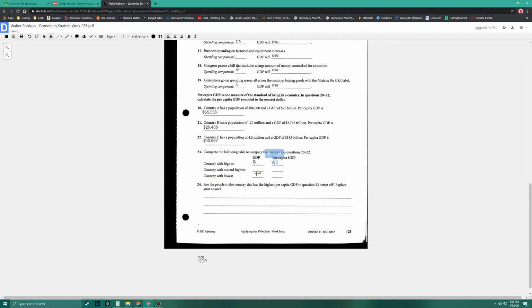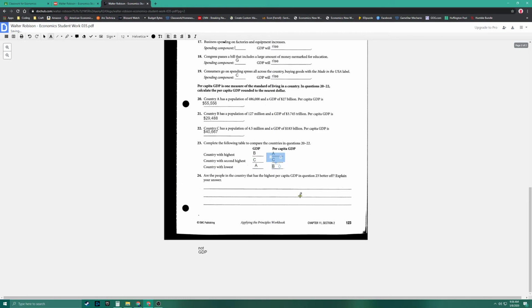Country with the second highest GDP was C. Okay, 183, which is higher than 27. And then second highest per capita GDP, so 40,000 is higher than 29. So then we know that we've got three things to work with here, right? A, B, and C. So we've already used B and C. So A goes here and B goes there.